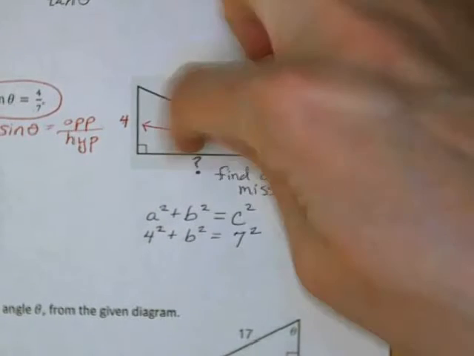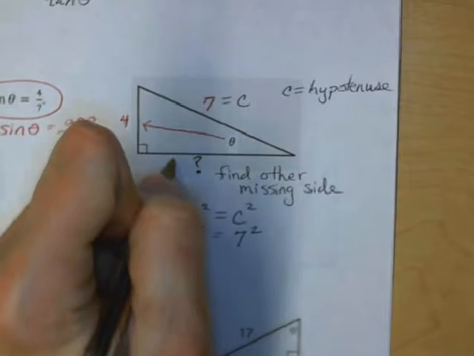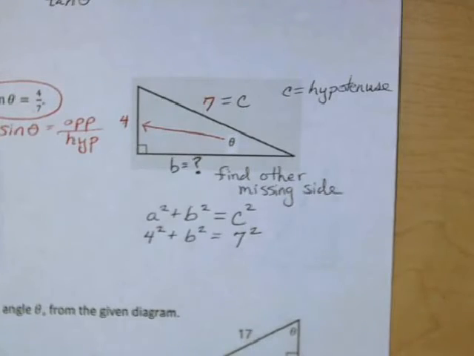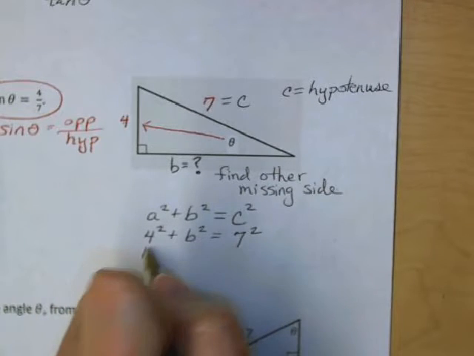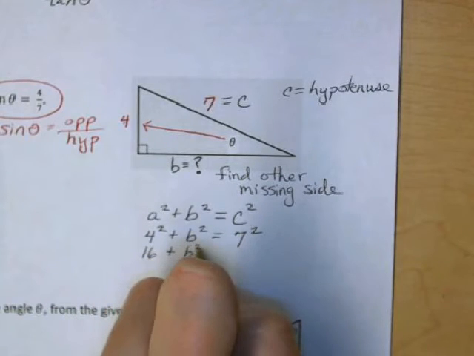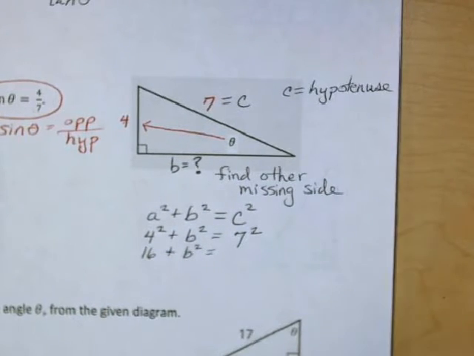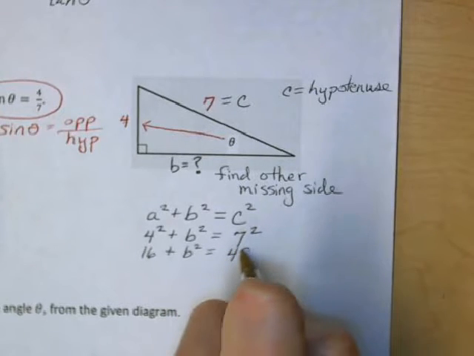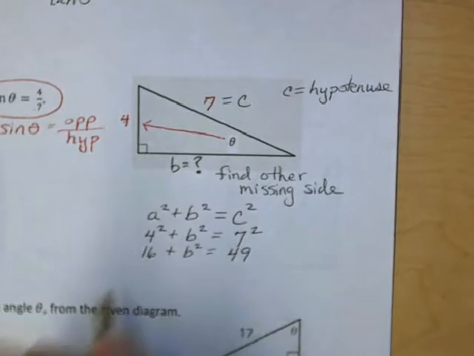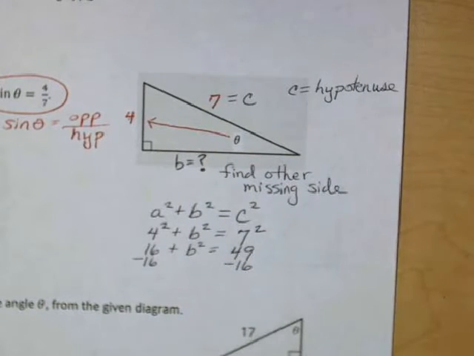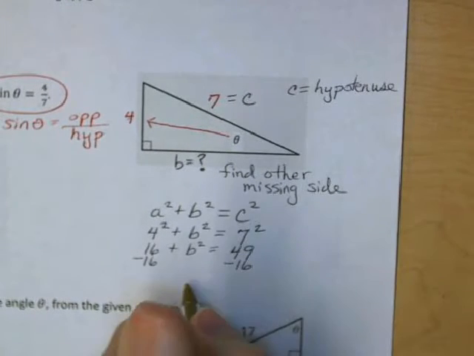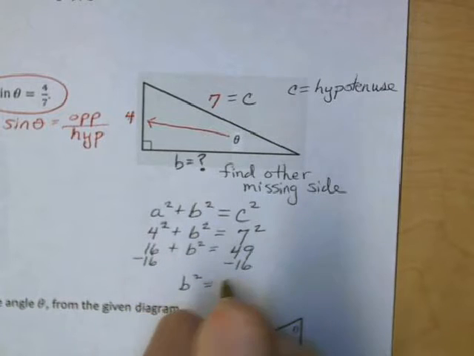So we could find that other missing side. That's like B. We'll say that's B. We're trying to figure that out. So what's 4 squared? 16. What's 7 squared? 49. Subtract 16 from 49. 49 minus 16. Okay, so B squared equals 33.